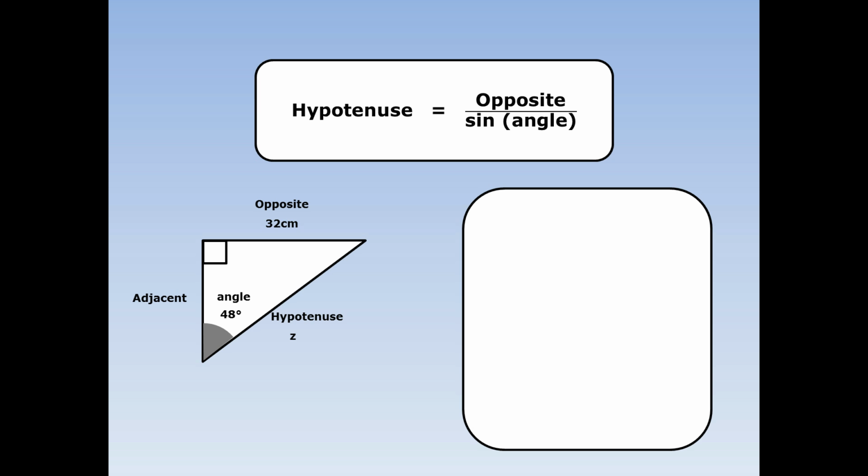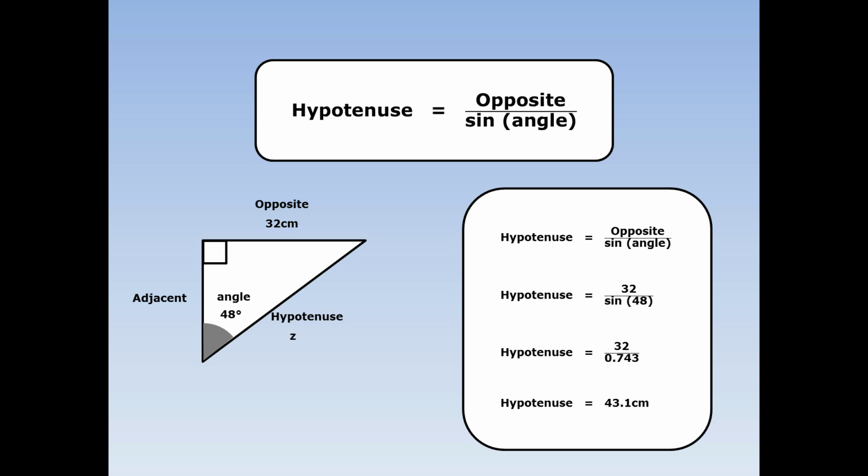Let's write out the formula. The hypotenuse is equal to the opposite side divided by the sine of the angle. Fill in all the numbers. The hypotenuse is 32 divided by sine of 48. The sine of 48 is 0.743. So we're doing 32 divided by 0.743, and that's equal to 43.1. So on this triangle, the hypotenuse, z, equals 43.1.